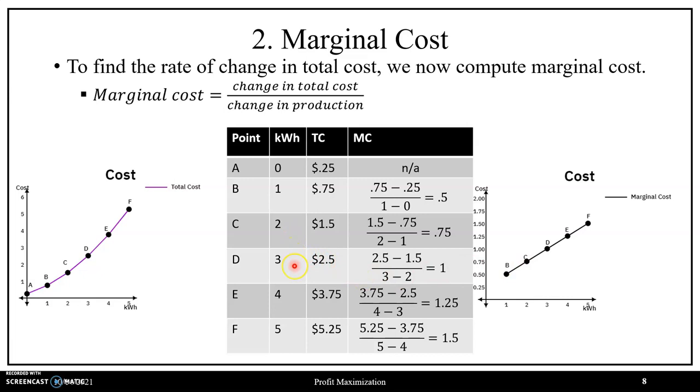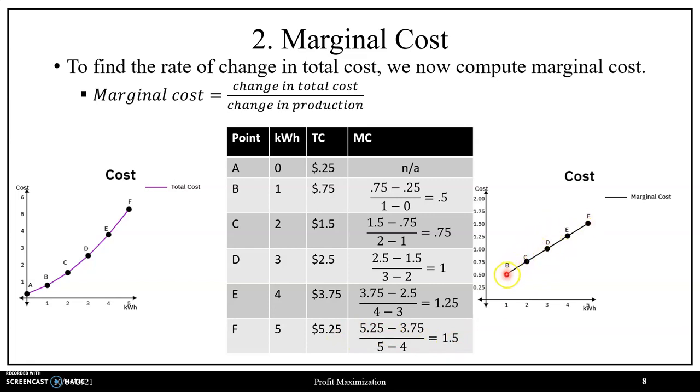Going from 2 units of electricity to 3 units, we see that total cost is going from $1.50 to $2.50, or that the rate of change in terms of costs is $1, which generates point D in terms of our marginal cost curve. And going from 3 units to 4 units of electricity, total cost is changing from $2.50 to $3.75, or there is a change of $1.25, which generates point E. And lastly, going from 4 units to 5 units of electricity, total cost is changing from $3.75 to $5.25, or that cost is changing by $1.50, which generates point F.